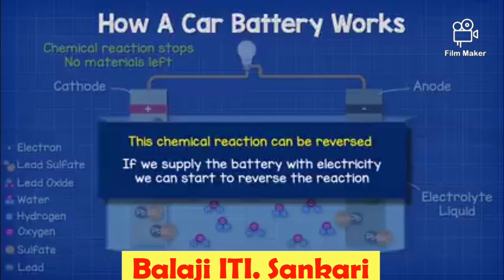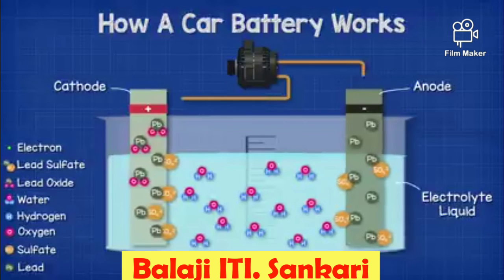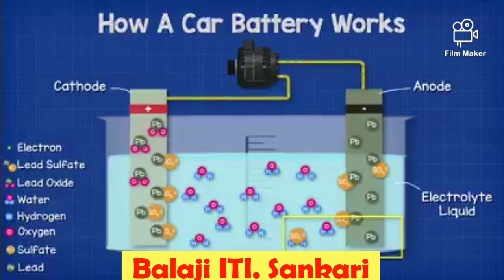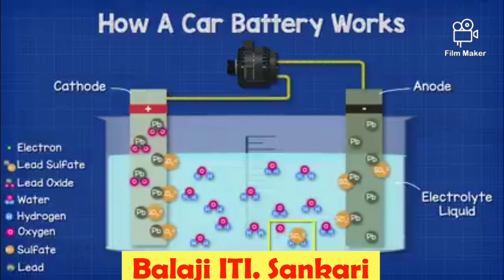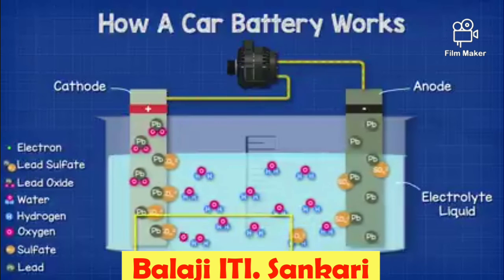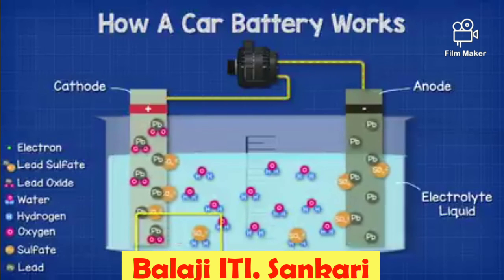So if we supply the battery with electricity from the alternator, we can start to reverse the reaction. The electrons enter the negative terminal and rejoin with the lead sulfate, releasing the sulfate into the electrolyte to leave just lead on the negative plate. The sulfate ions enter the electrolyte and combine with the hydrogen ions to release the oxygen ions, and so the electrolyte acid becomes stronger. The oxygen ions combine with the lead to create lead oxide, and this releases the sulfate back into the electrolyte, making it even stronger.